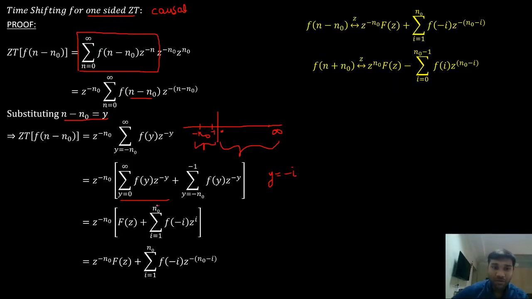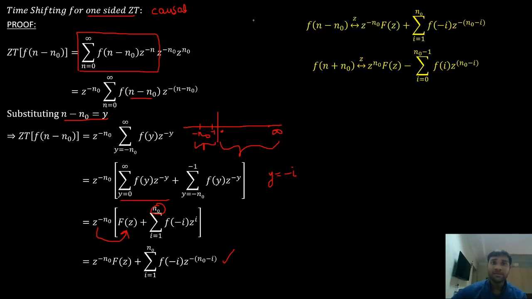I is going to be equal to n naught. And when y is equal to minus 1, I is going to be equal to 1. So my limits for I are 1 to n naught, f of minus I, z to the power I. So if I'm multiplying this z to the power minus n naught inside, I'm getting this expression, right?